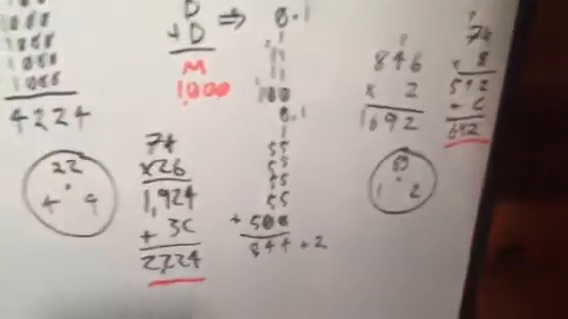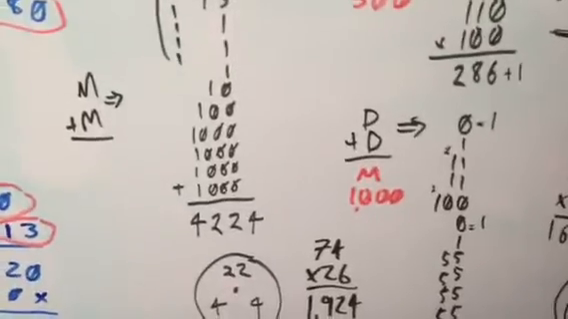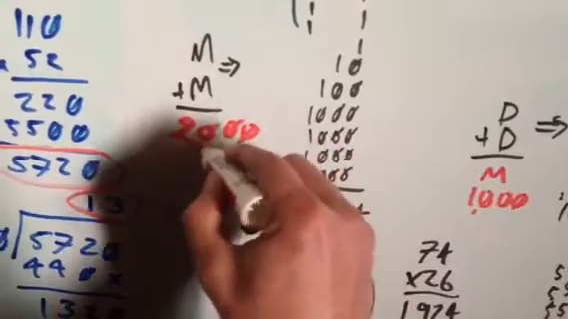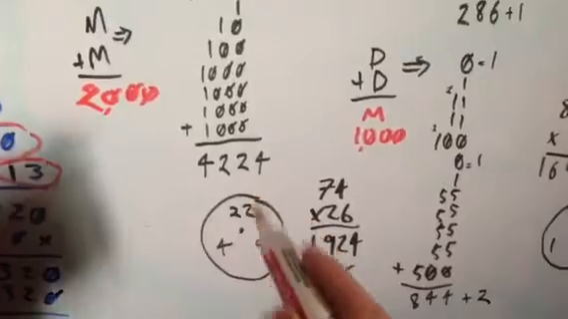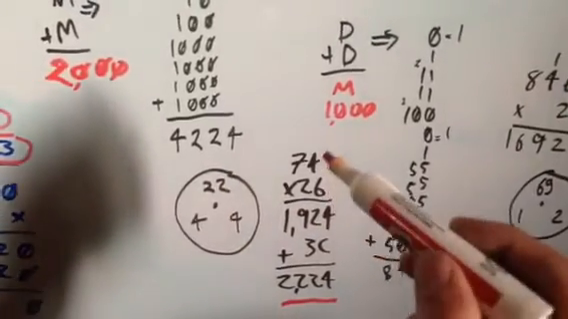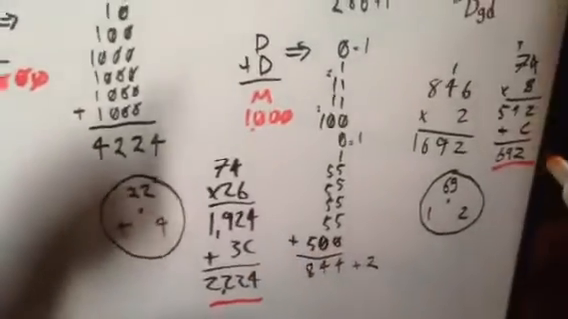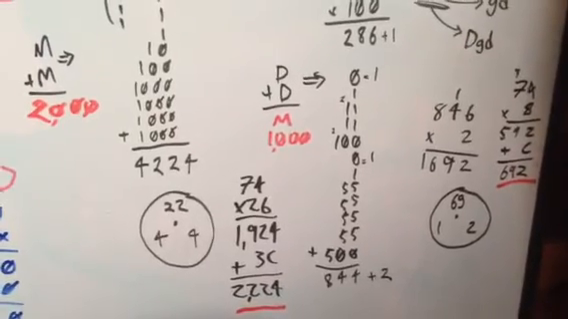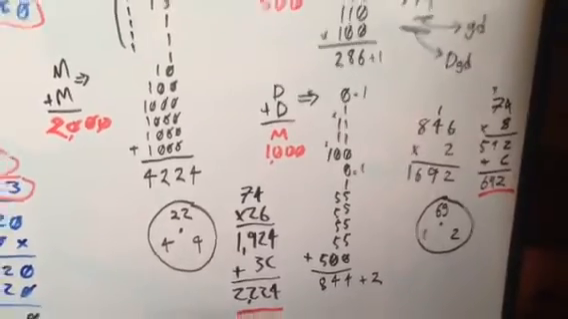What I also find interesting is over here, is that 74 times 26, remember, 2 M's should equal 2,000. But we got 4224. Now 74 times 26 is 1924, plus 3 C's is going to give you 2,224. Exactly what's left over. Now I find this all rather interesting. Okay? I do.